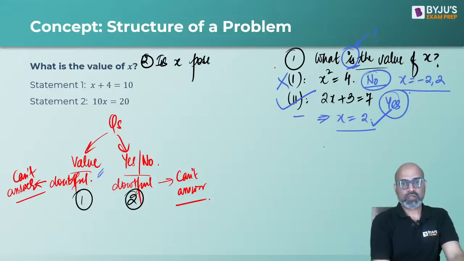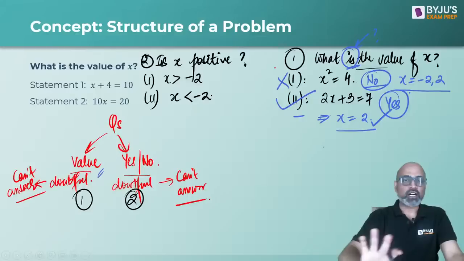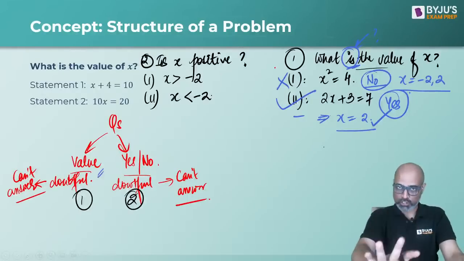X positive? The first statement is X is greater than -2, and the second statement is X is less than -2. Now, before you start solving it, hold your horses. रुक जाओ थोड़ा, लगाम लगा लो.